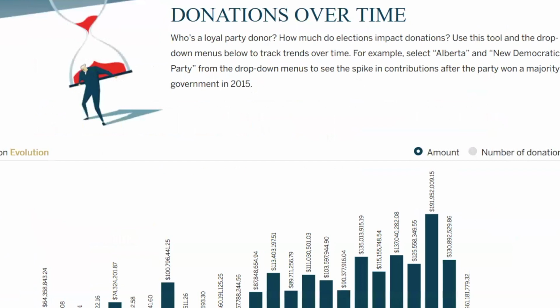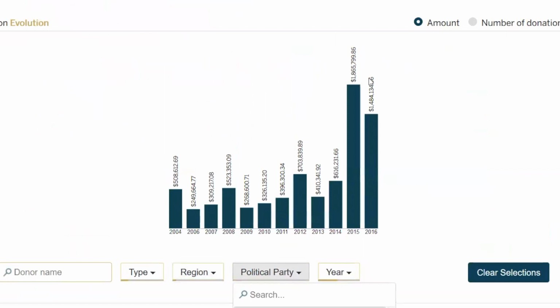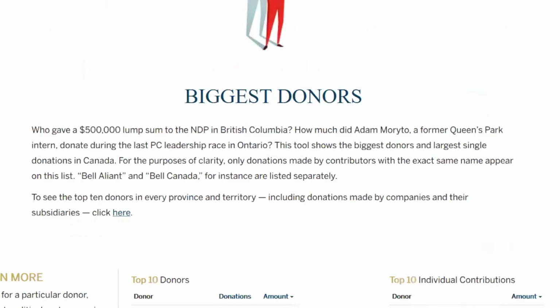Then there's donations over time. If you want to, for example, look at the Alberta NDP, this won't be surprising to anybody, but they sort of come out of nowhere and in the past two years raised significantly more money than they have at any point. And then finally, the biggest donors tool, which is for me probably the most exciting one.